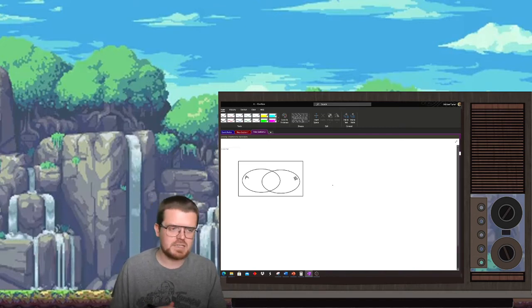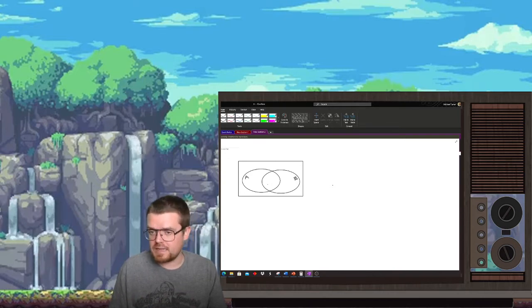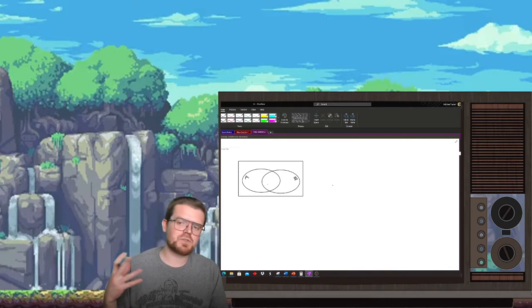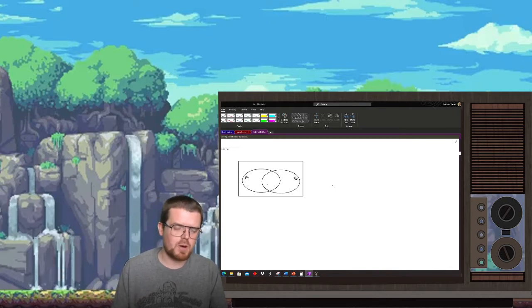Now, in this example, there are a couple areas here. There's an area where A and B overlap. There are areas where A is by itself. There are areas where B is by itself. And then there are areas that are covered by neither A nor B. And so we have names for all of these sections that are represented.